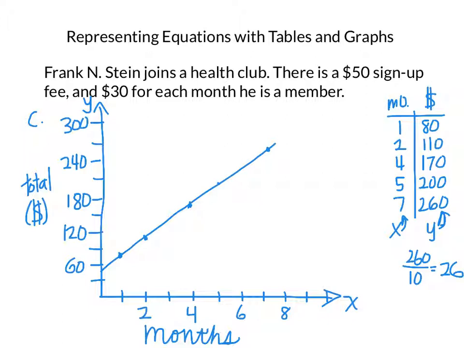Next, you may be asked to use the graph to come up with a certain number. Like it might say, after 6 months, how much did Frank spend? So that's where you use the 6, and you go up as straight as you can to the graph, and then follow it over the best you can. It looks like it would be somewhere between 210 and 240. So 220 is a good guess, 230. It doesn't have to be exact.